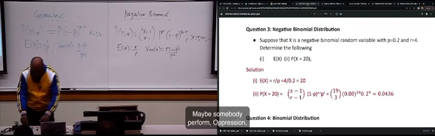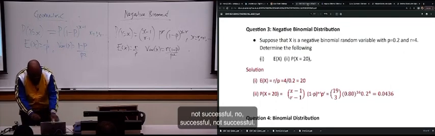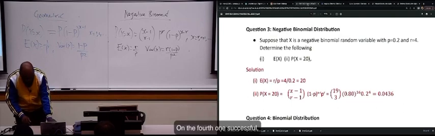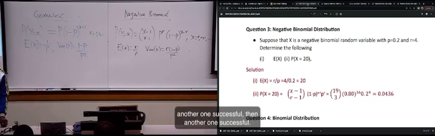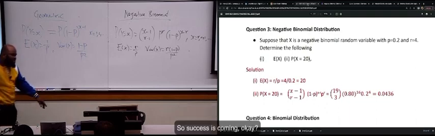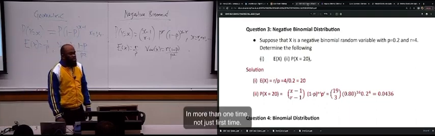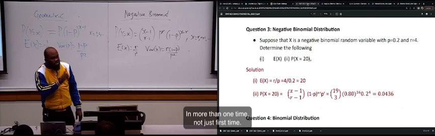Maybe somebody performs an operation, not successful, not successful, not successful. On the fourth one, successful. Another one not successful. Then another one successful. So success is coming in more than one time, not just the first time.